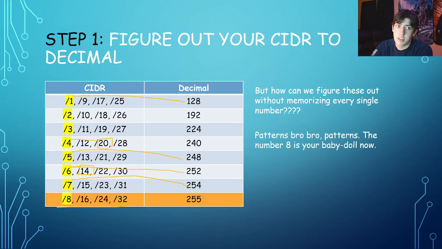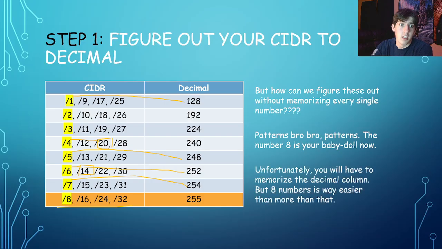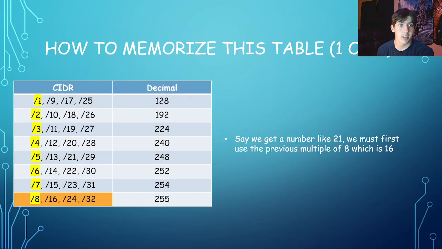But patterns. The number 8 is going to be your best friend. You're going to need to get really familiar with the number 8. That's your baby doll, I say, because I'm a gangster. Unfortunately, you will have to memorize the decimal column. This column will have to get memorized. I know that sucks, and I know you don't want to hear that. But you're going to have to remember 128, 192, 224, 240, 248, 252, 254, 255. You're going to have to memorize that for the test. But luckily, it's only 8 numbers. And 8 numbers is way easier to memorize than more than 8 numbers.